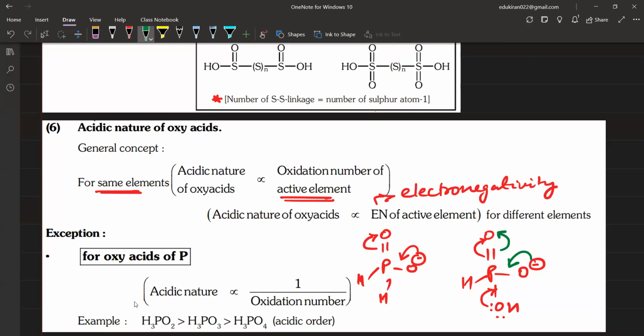You have cross resonance, which decreases the stability of the conjugate base. And if this is not stable, तो क्या होगा? The acid is not going to be having higher acidic nature. ठीक है? So only for oxyacids of phosphorus, this is the case. Please write this down.